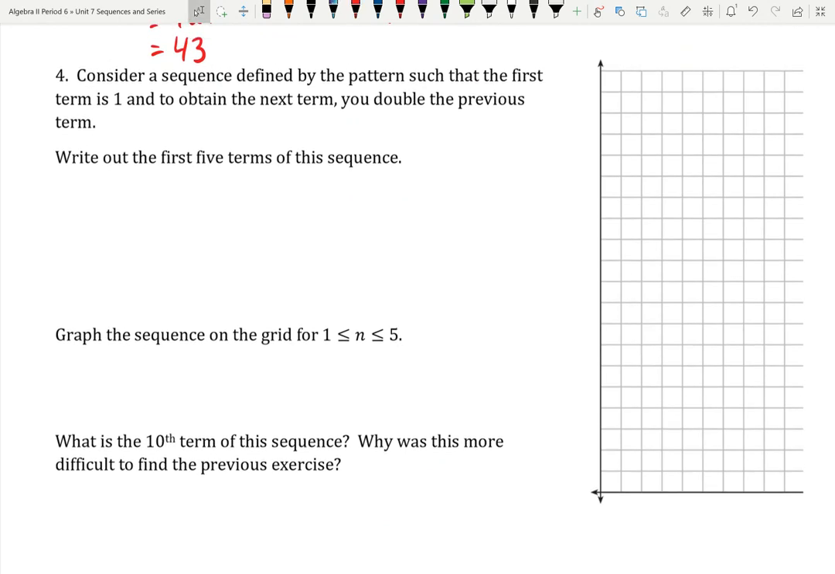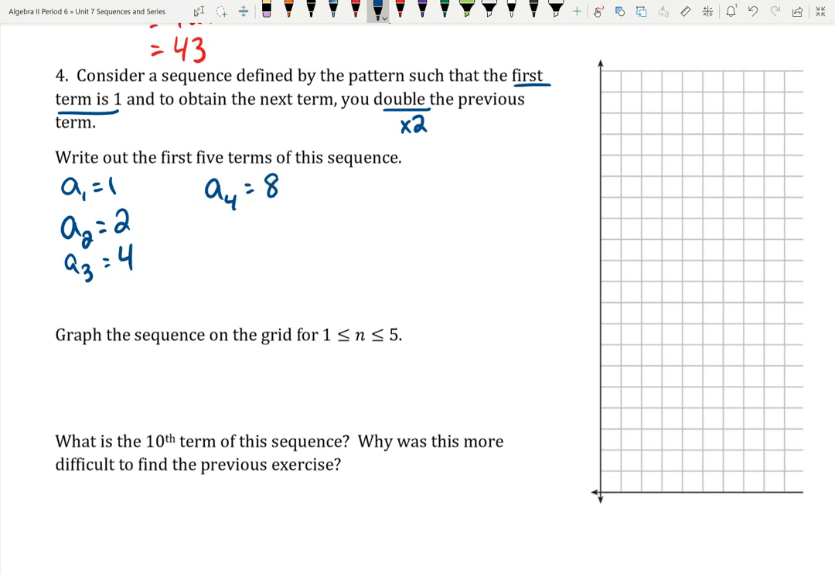Same idea. Consider a sequence defined by the pattern such that the first term is 1. All right, a sub 1 is 1. The first term is 1. And to get the next term, you double the previous one. So it looks like the pattern is a times 2 pattern. 1 times 2 is 2. 2 times 2 is 4.